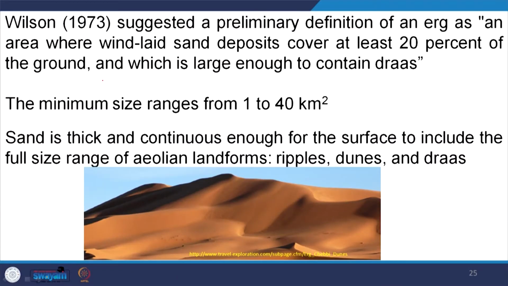Now, Wilson in 1973 suggested a preliminary definition of an erg: an area where wind-laid sand deposits cover at least 20% of the ground and which is large enough to contain draas. Draas, we know, are huge sand bodies, a type of sand dune, with a minimum size range from 1 to 40 square kilometers. The sand is thick and continuous enough to include the full size range of aeolian landforms like ripples, dunes and draas. So, a sand sea is a huge area of sand that can accommodate ripples, dunes and draas, that means all kinds of aeolian landforms and movement structures of sand.